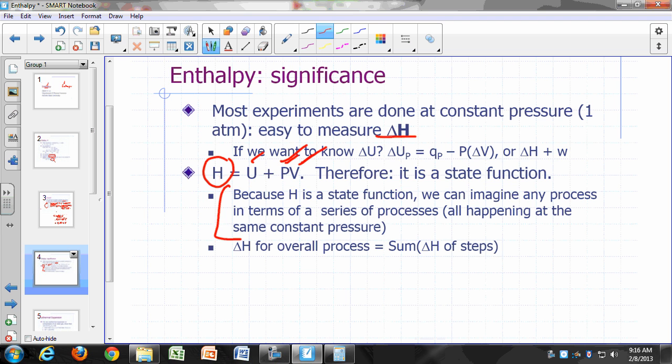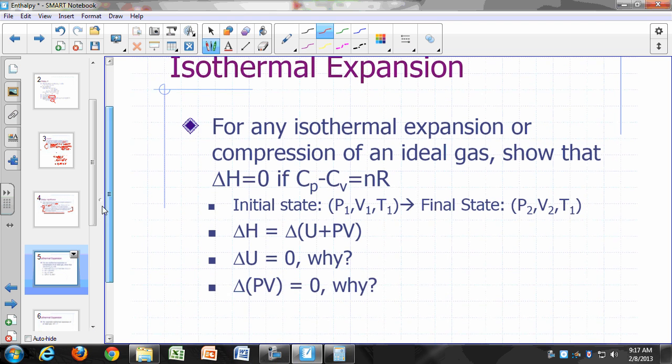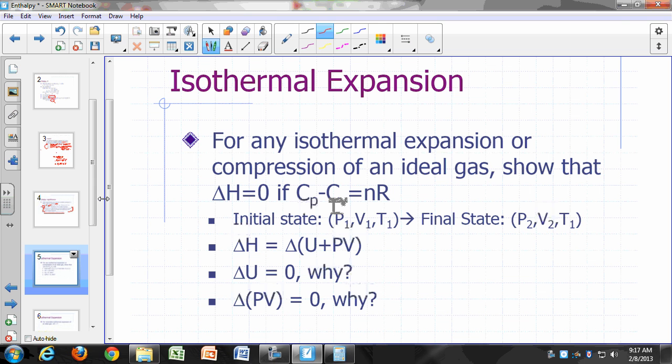So H is a state function. We can imagine any process in terms of a series of processes, and we'll illustrate that when we get to thermochemistry, all happening at the same constant pressure, and you just add up the H's for each of those steps to get the overall delta H. So the delta H for the overall process will just be the sum of the delta H for all the steps. Let's illustrate that with a couple of examples here. Isothermal expansion. We've already shown that for an isothermal expansion of an ideal gas, delta U is equal to 0, right? Let's show now that delta H is equal to 0.